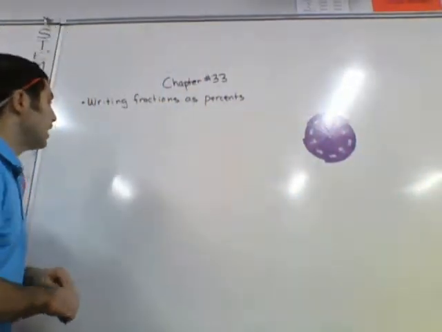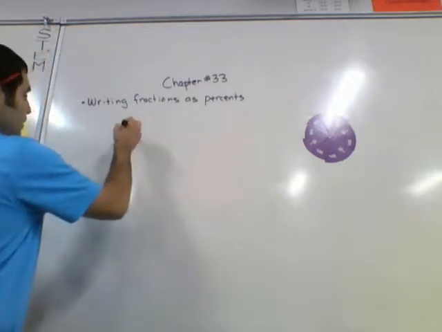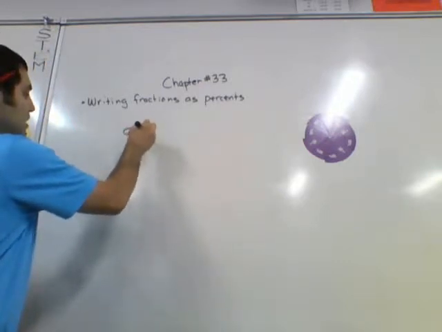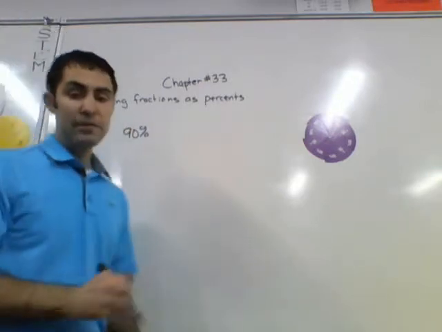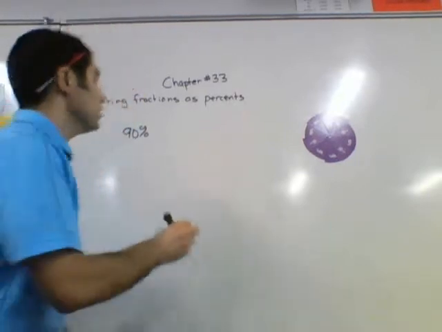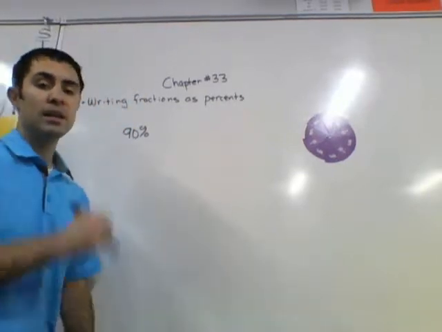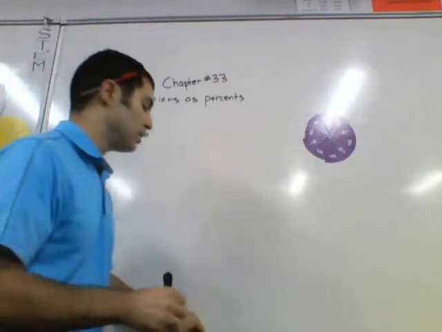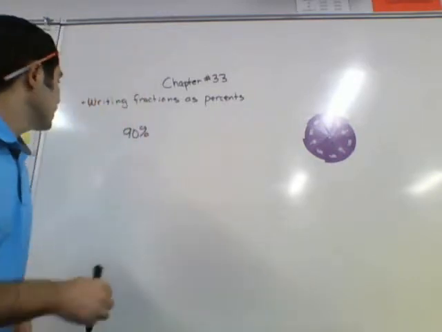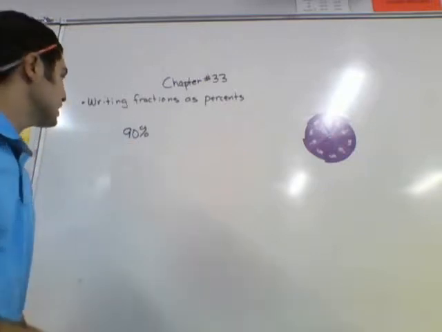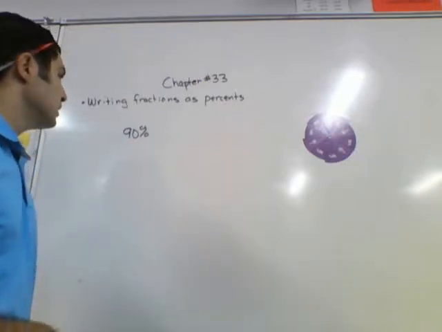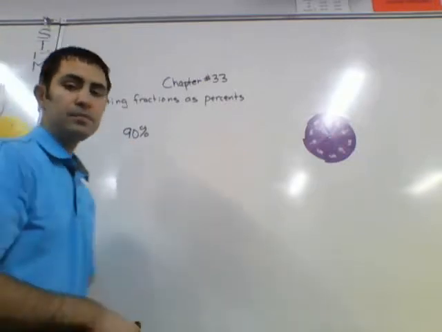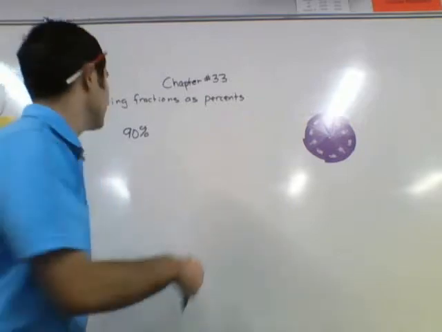So if you got on a test, if you got 90%, that means that if the test had 100 problems on it, you would have gotten 90 right. Has to do with the ratio. So everything is compared to 100. So if you want to go from 90% to a fraction, there's a couple different ways to think about it.